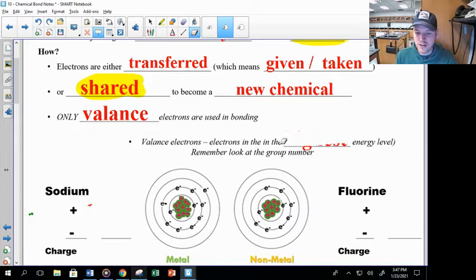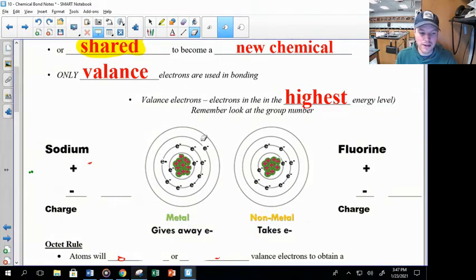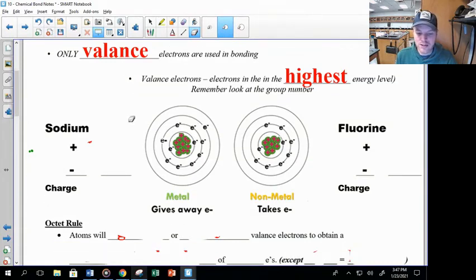So the number of valence electrons is the number of electrons in the highest energy level right there. Now let's talk about the number of valence electrons in a couple of different elements here. So we have sodium and fluorine.